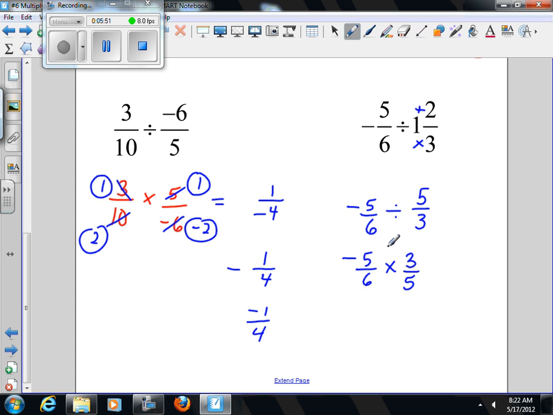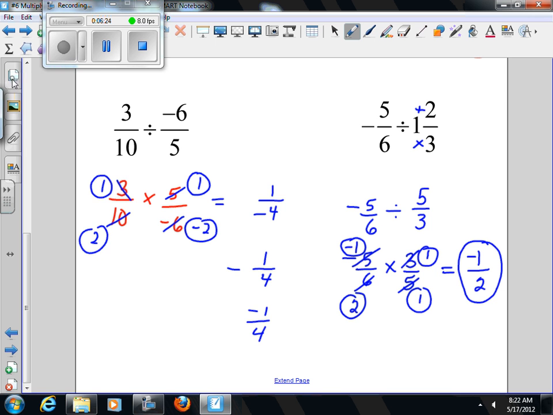So what number will go into both negative 5 and 5? Well, that would be 5. 5 goes into negative 5 negative 1 time. 5 goes into positive 5 1 time. 3 and 6. What number will go into both? 3. 3 goes into 3 once. 3 goes into 6 twice. Now we'll multiply straight across. Negative 1 times 1 is negative 1, and 2 times 1 is 2. So we end up with negative 1/2. All right?